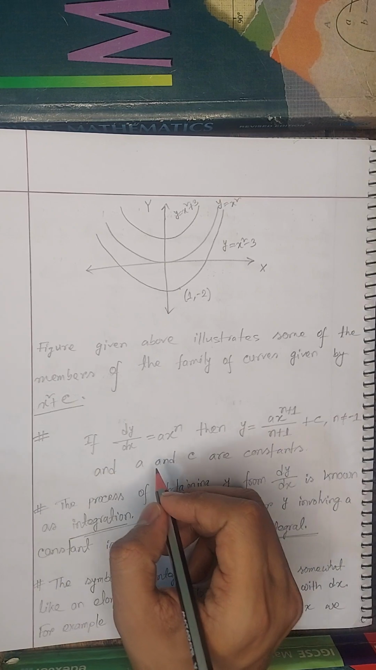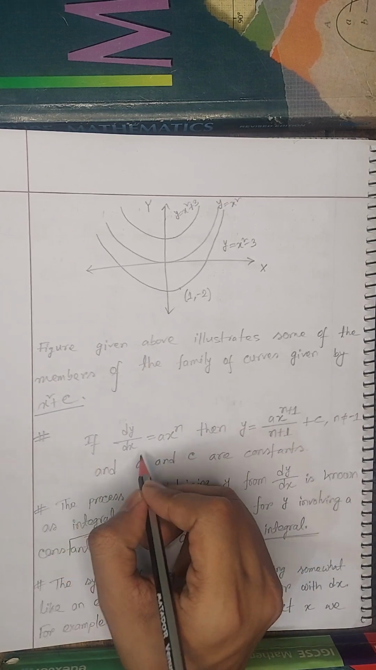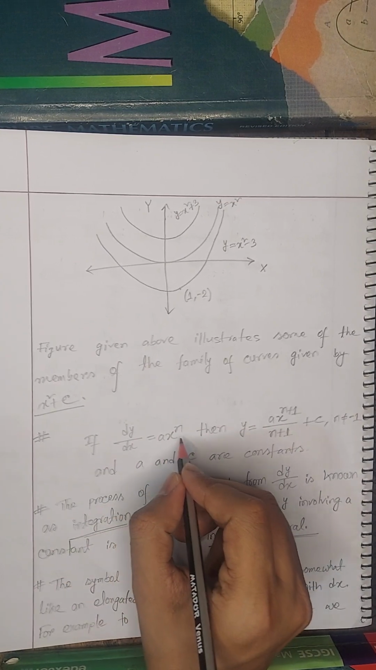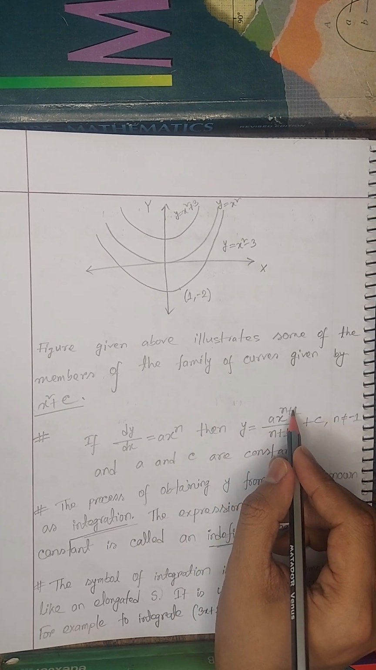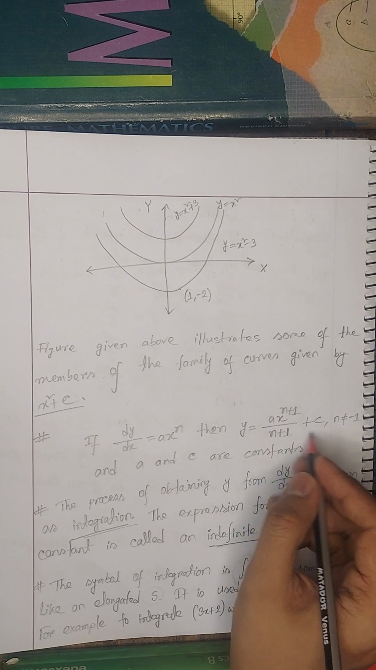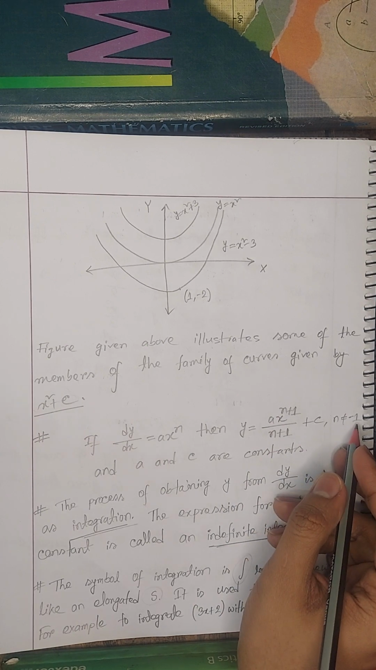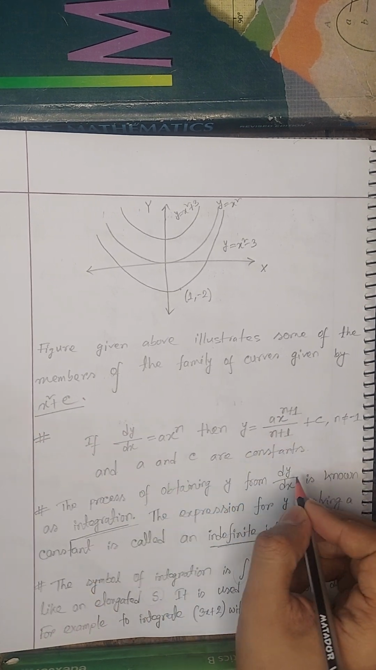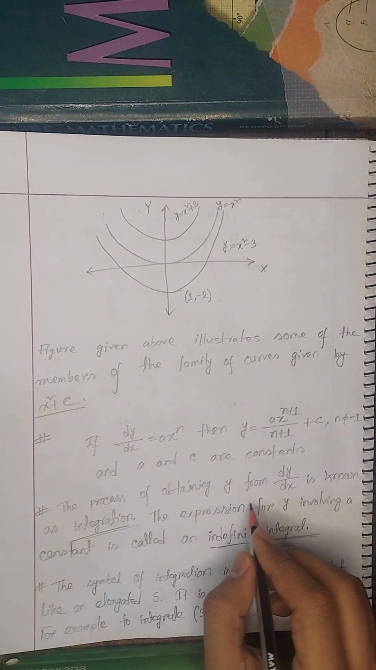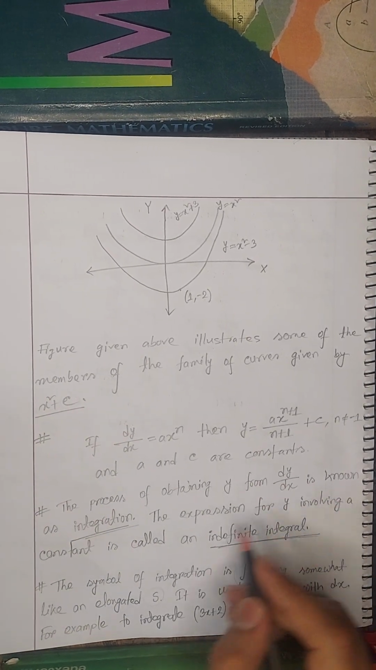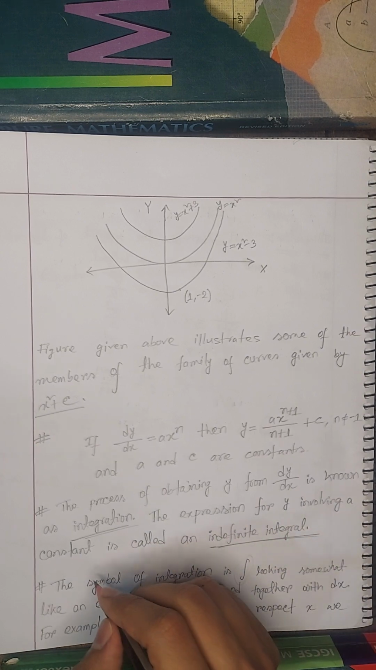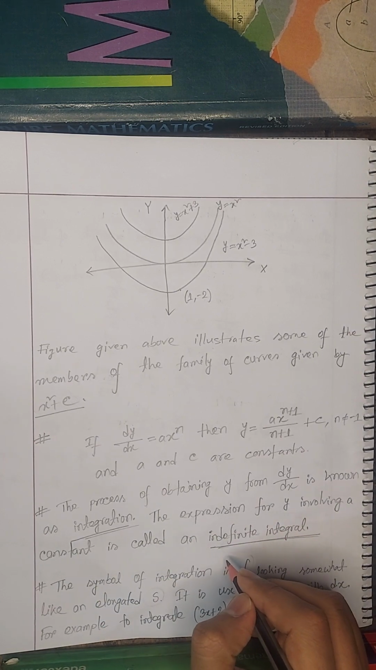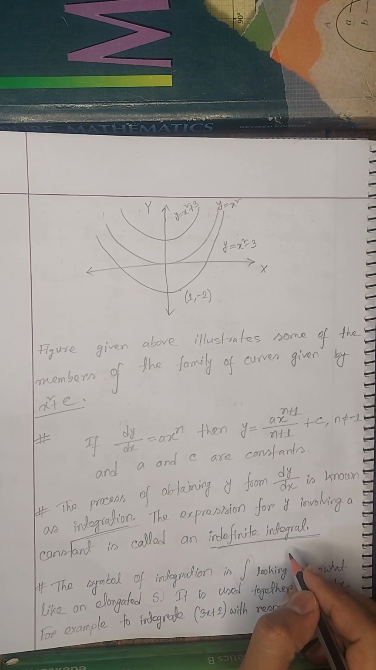And now another formula: if dy by dx is equal to x to the power n, then the value of y will be x to the power n plus 1, divided by n plus 1, plus c, where n is not equal to minus 1, and c is a constant. The process of obtaining y from dy by dx is known as integration, and the expression for y involving a constant is called an indefinite integral, right?